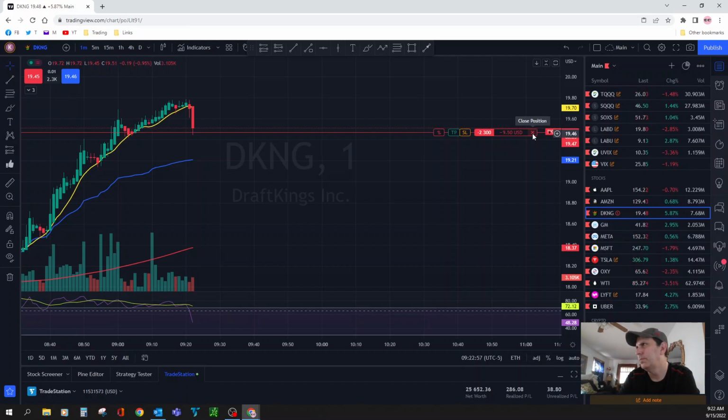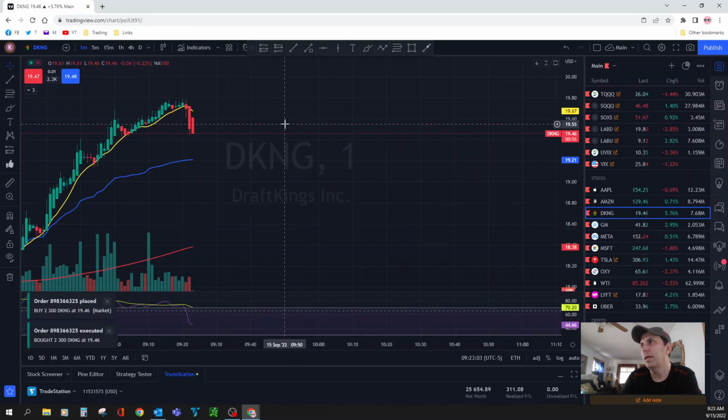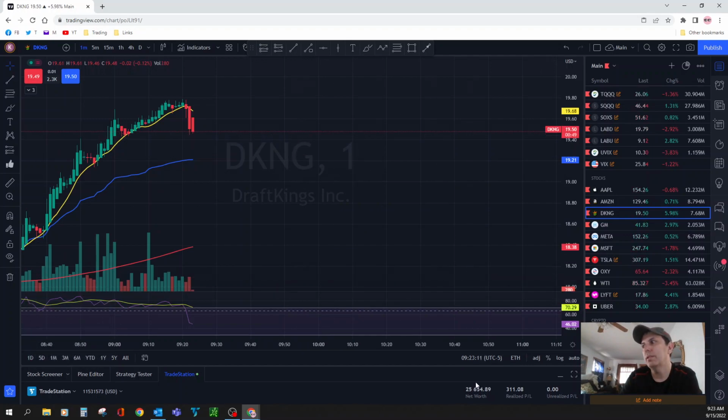There we go. All right, so 311 for the day. I could have rode that for who knows how long, coming back down, but I had a goal. I set my goal. I made my goal. I'm good. When I get more money in this account, my risk ratio will go up a little bit. But for right now, I'm just trying to build the account up.